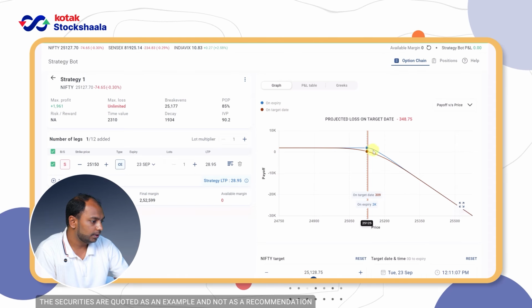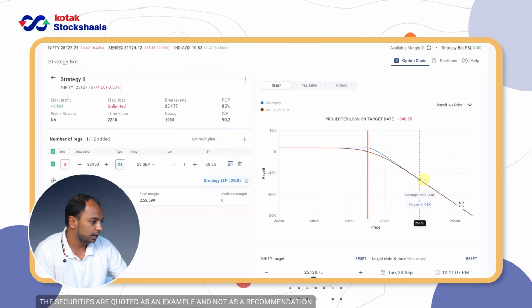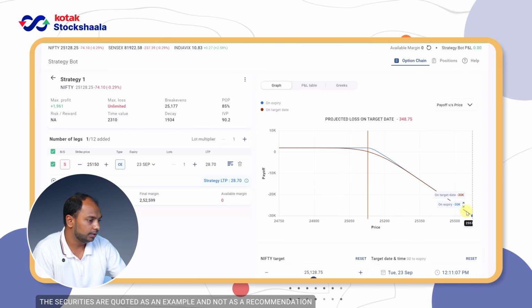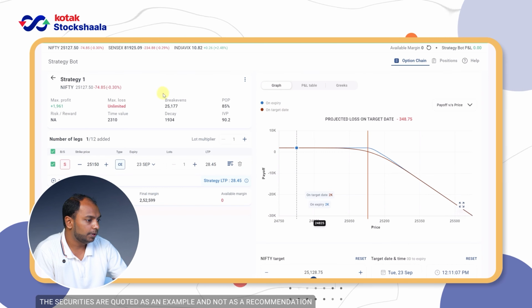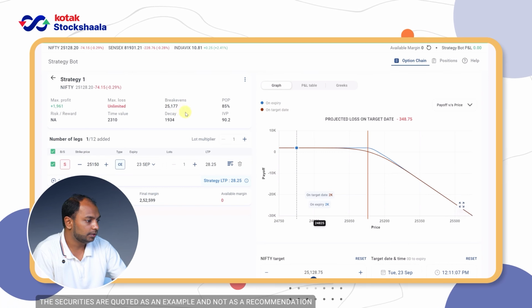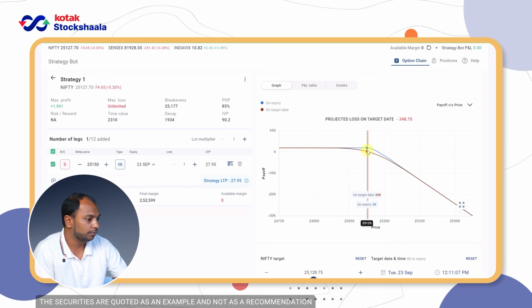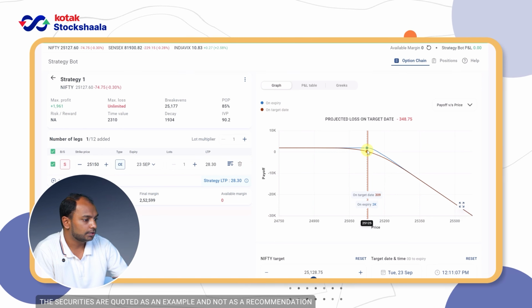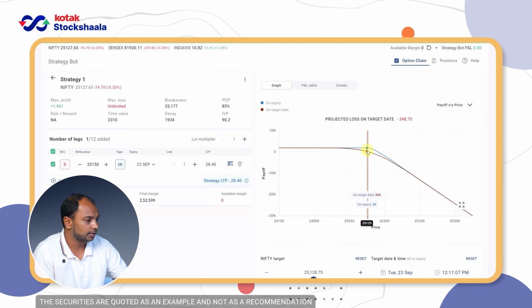Here you can observe that as and when the call option price is going higher and higher, the loss is also higher and higher. And finally, the break even remains the same at 25,177, because the formula for break even, whether it is call option buying or selling, is the same.